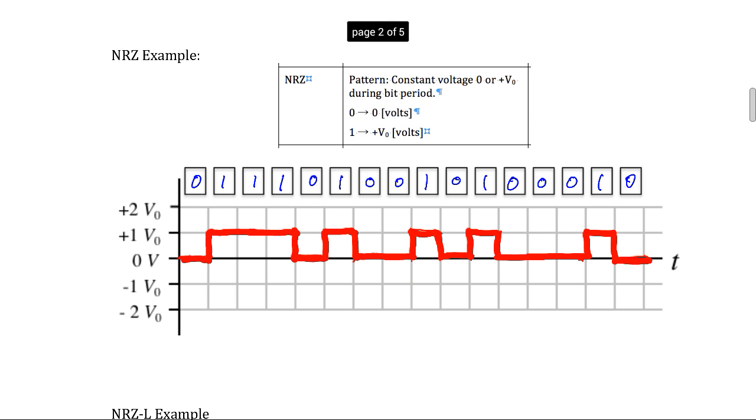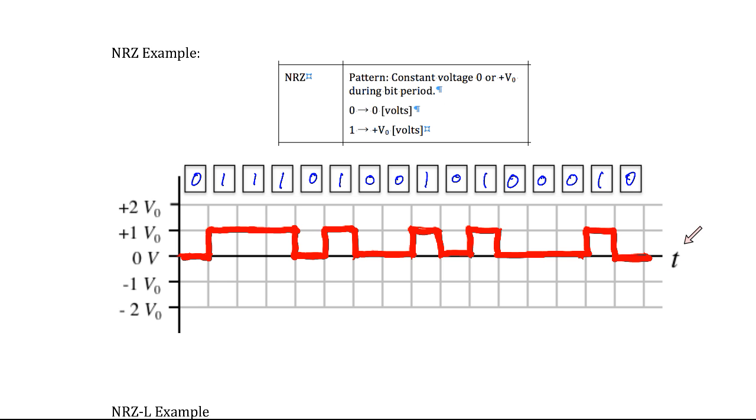So what we're looking at here, just to be sure, is the time axis, the voltage axis on the vertical, and each of these squares is 1 bit period. And so you can see the bits here coming, each bit has its own bit period.